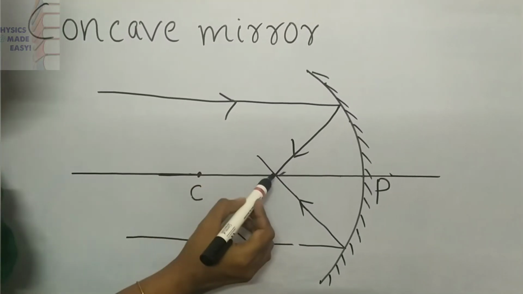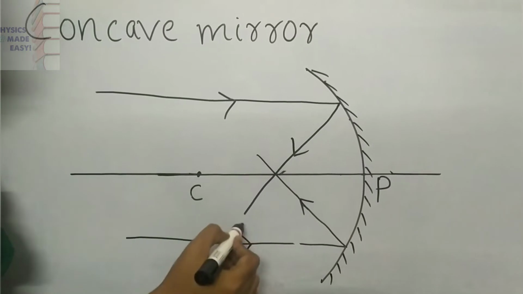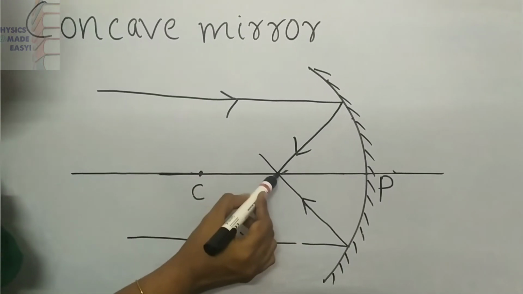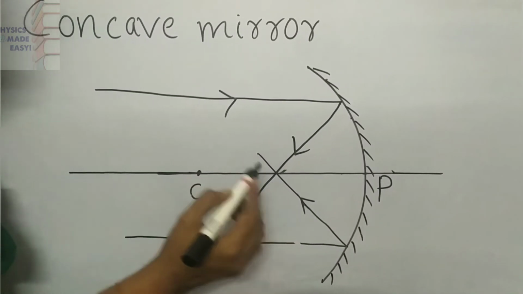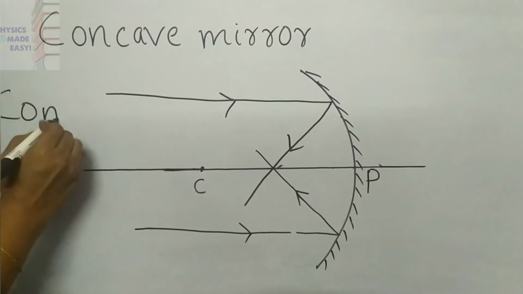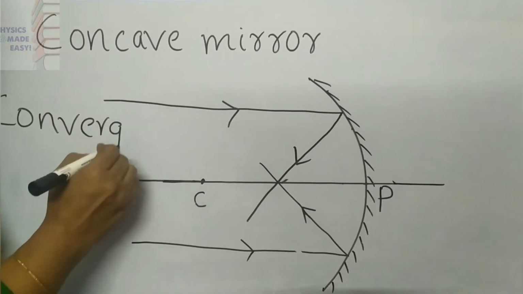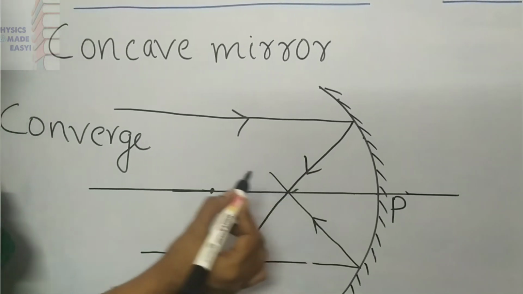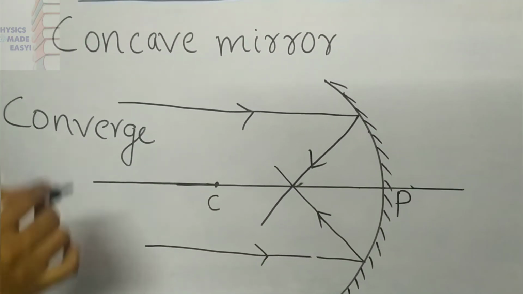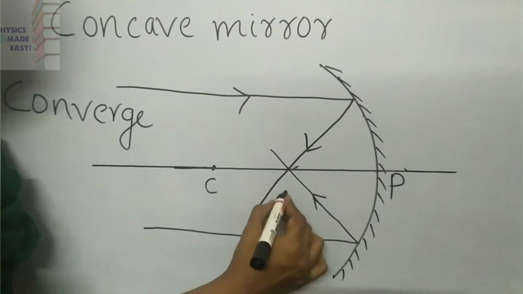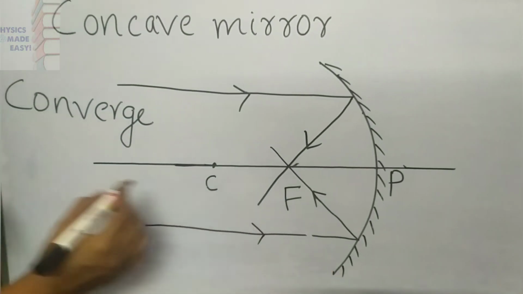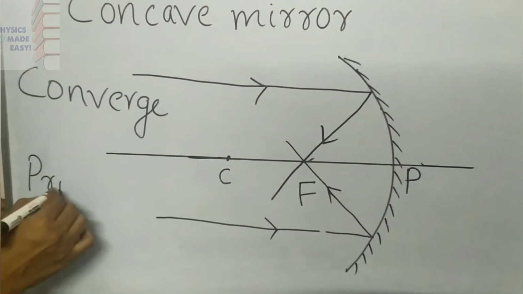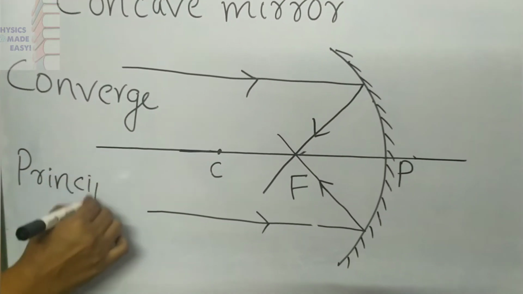Now you can see these two reflected rays are passing through the same point. Here we can use the word converge. These two reflected rays are converging at a point on the principal axis. We call that point the principal focus, and it is denoted by the letter F.